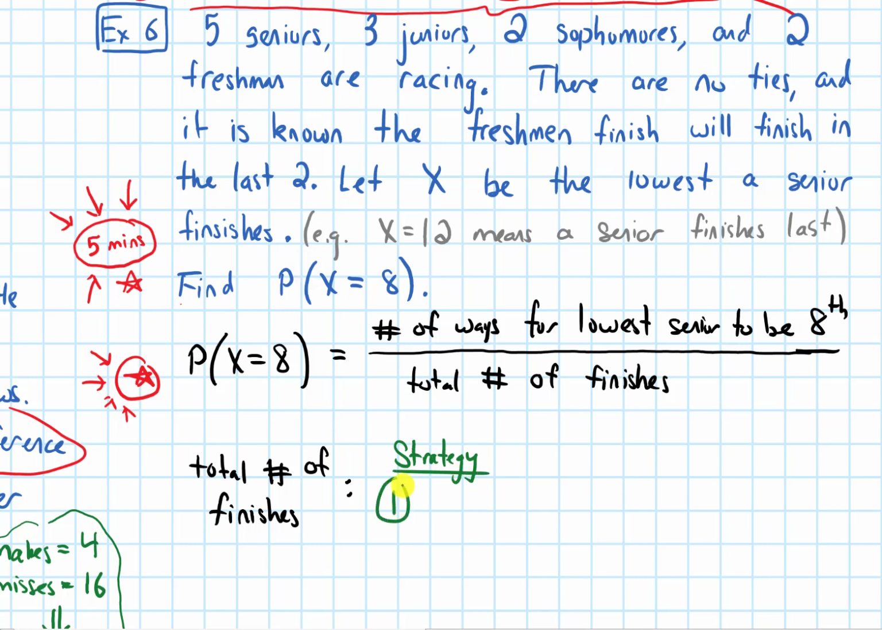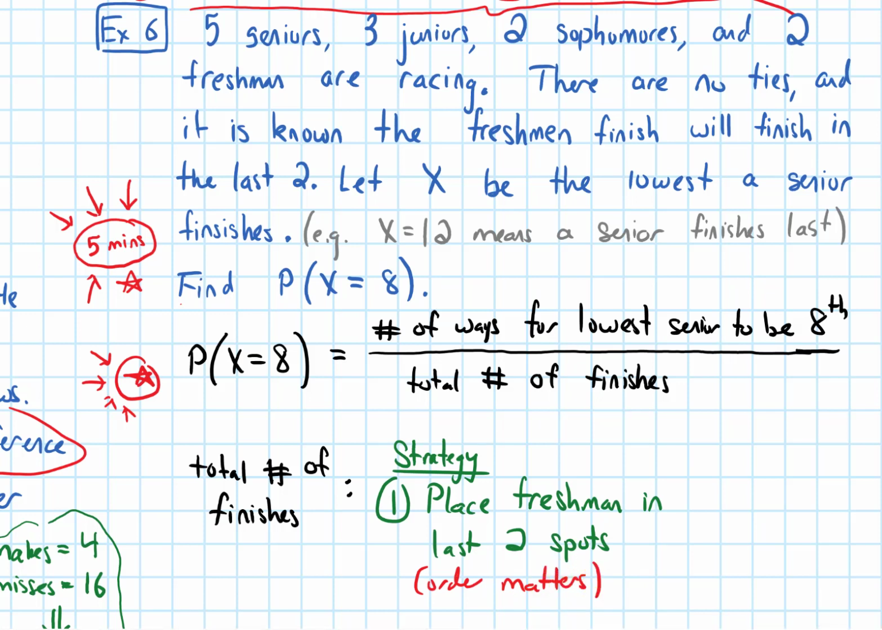I think there are 2 things that we have to consider. One of the things is the problem says that the 2 freshmen have to finish in the last 2. So let's first place the freshmen in the last 2 spots. And when we do this, the order matters here. The order in which these runners finish matters. So we should not be using combinations.